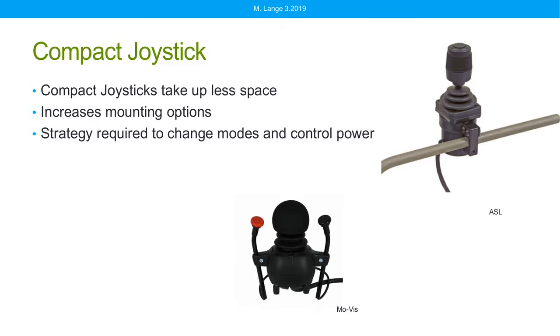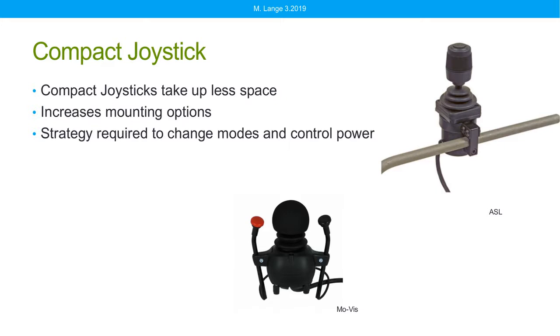There's several companies that make these compact joysticks, and it increases our mounting options. So now we can get that joystick in a position where we otherwise couldn't. Now, those larger joysticks have a lot of buttons and dials and displays on them, and we might lose some of that when we move to these compact joysticks. So we need to keep in mind that we might need a different strategy for the client to change the mode of operation of the chair, let's say from driving to something else like controlling a power tilt. And we may need another way for them to control power.